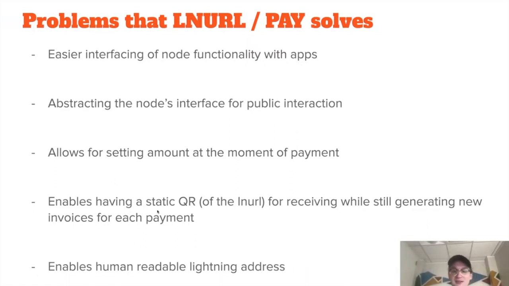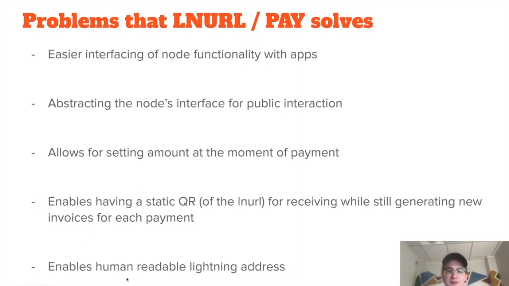It enables us to have a static QR code of the LNURL for receiving while still generating a new invoice for each payment. So that's really cool. It's like that dream of having just a static QR code that you can tattoo on your body that people could always scan and pay you through it. Don't get this tattooed on you though. It's a little early. Bolt 12 also solves this issue, which we're going to have a workshop on at some point.